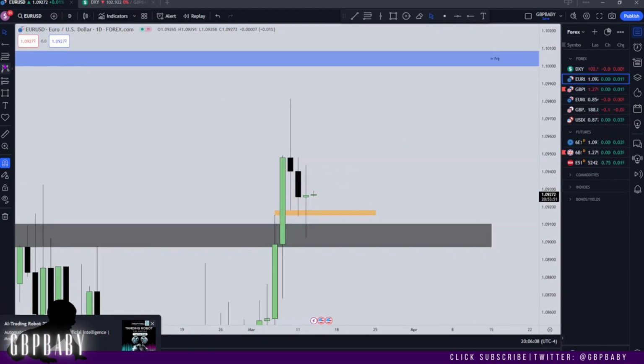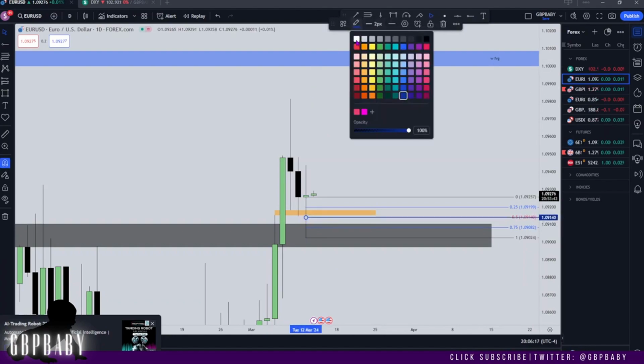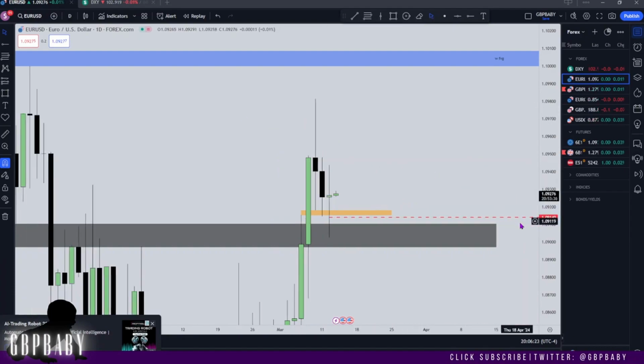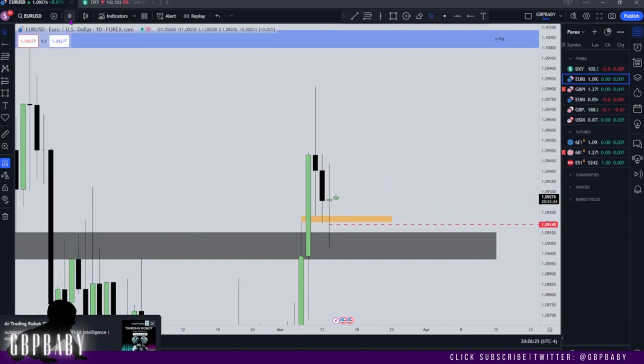So again, what am I expecting? Well, if we have lower prices, the lowest I want to see price go is going to be 50% of this wick, because that should get respected. So we'll get that marked out. And again, it doesn't have to go down there. It's just the lowest I'm allowing price to go before I consider any other biases.